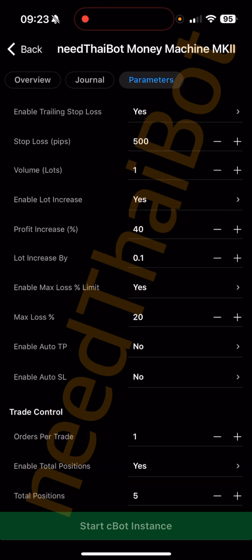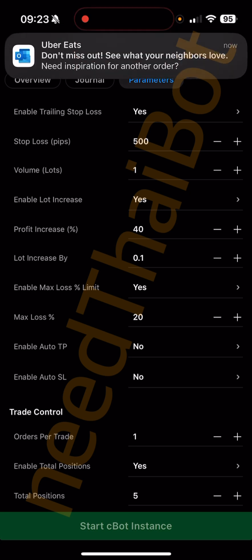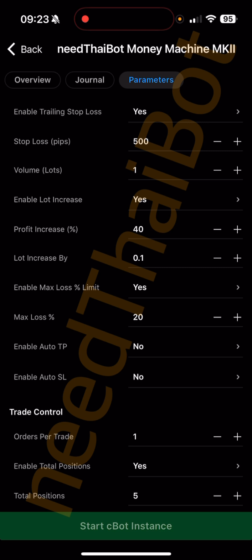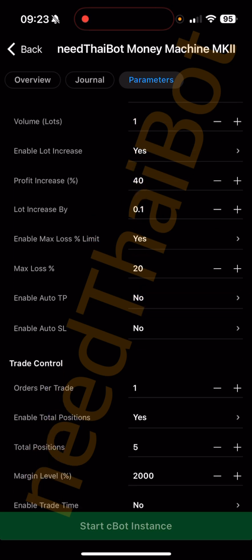And the max loss limit is also only in the previous version. You can set your max loss percentage. So in this case it's set to 20%. So if your balance is below 20%, it will stop trading. The bot will stop, so you will have to restart the bot if you want to continue running the bot. So the max loss percent you can set to 40, 50%, or whatever you're comfortable with for your loss.